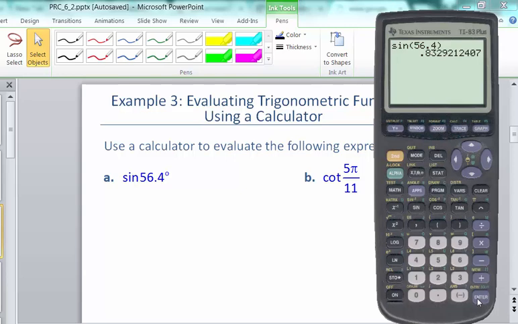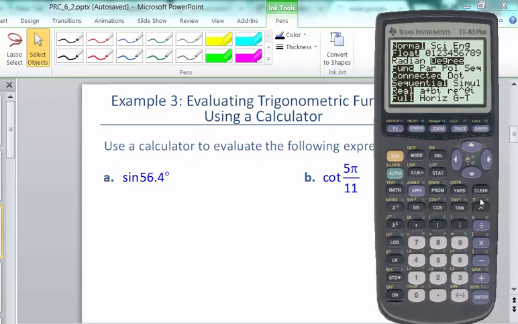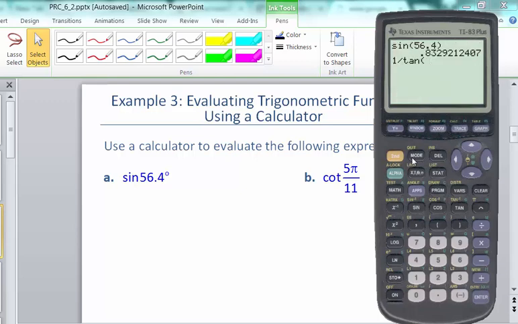Let's try part B. Part B is asking us for a cotangent. So again, remember that we're going to have to use our reciprocal function in order to plug this in. So we are going to enter it in as 1 divided by tangent. And when we get to the 5 pi over 11, we realize that that is radians. So I'm going to go real quick back to my mode. I am going to change that to radians by going down to highlight the word radian and press enter. And then I can press the second button and the quit key. And then we're ready to finish up the problem.